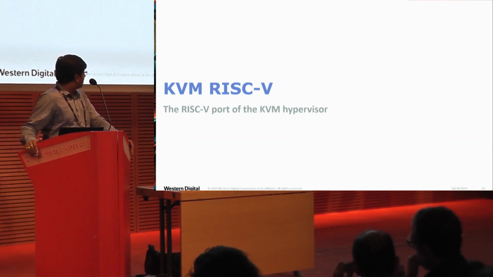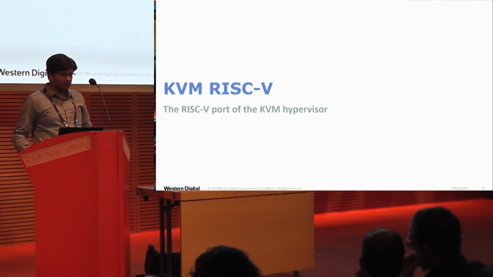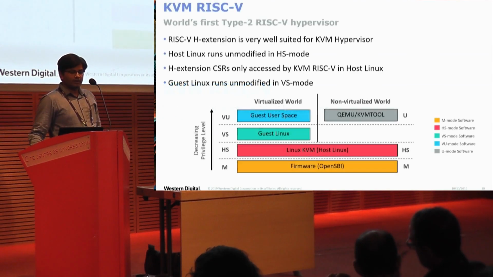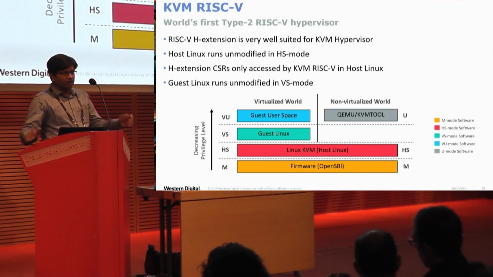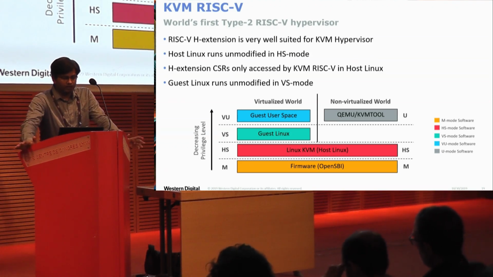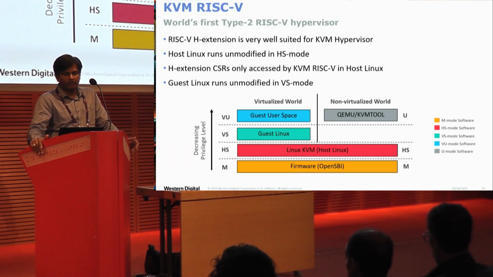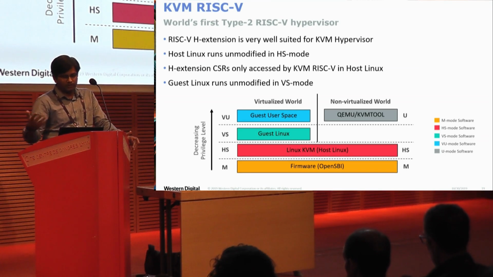Thanks, Alistair. So I'm Anup. I'll be talking about the RISC-V port of the KVM hypervisor. It's the first type 2 hypervisor for the RISC-V world, and the RISC-V H extension, as he mentioned, is very well suited for KVM, partly also because we have been giving a lot of feedback from the start itself from 2 different hypervisor perspectives.